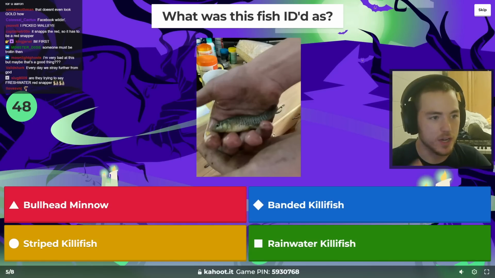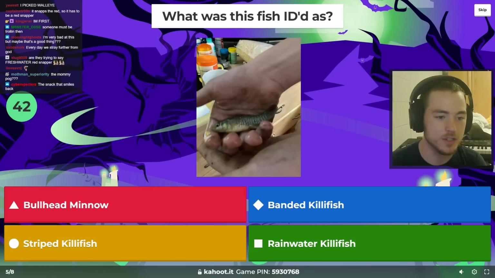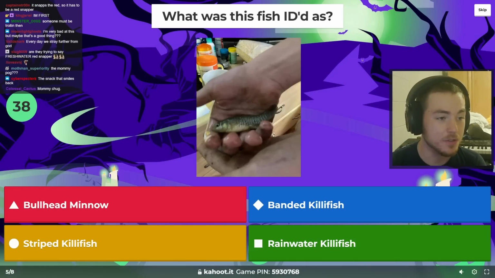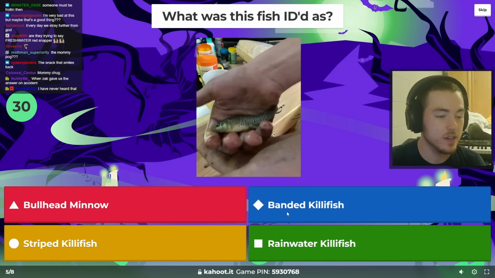Pretty obvious. It's a mummichog. It is a type of killifish. Everybody knows the mummichog. It's a very common fresh, saltwater, estuarine fish. They're everywhere. They're very pretty. People find them all the time. They can be used as good bait fish. And they are in the killifish family. They are in the same family as these three answers. Striped killifish, rainwater killifish, banded killifish.